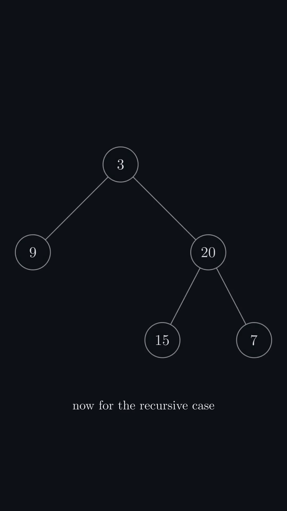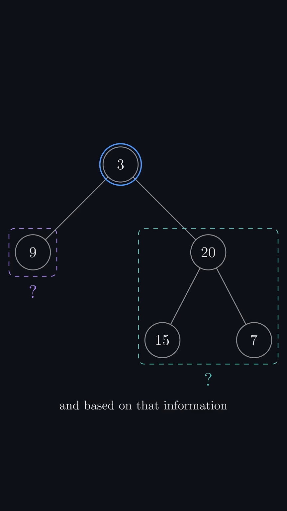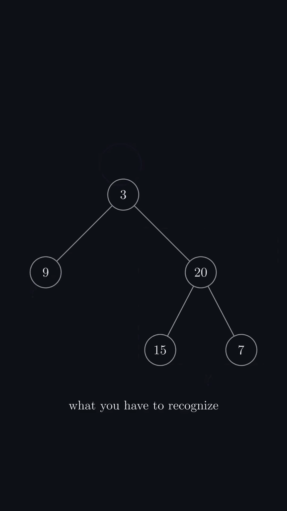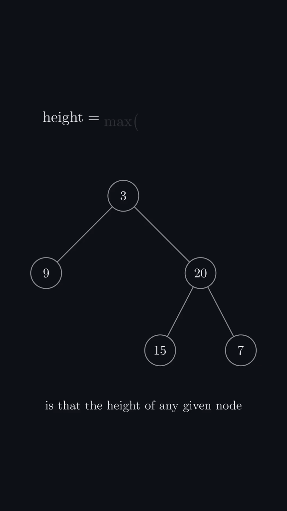Now, for the recursive case, if you still haven't figured it out, think about if we start at the root, what information do we need from these subtrees, and based on that information, what can we return? What you have to recognize is that the height of any given node is equal to the maximum of the heights of its left and right subtrees plus 1. And if that sounds confusing at first, just bear with me.